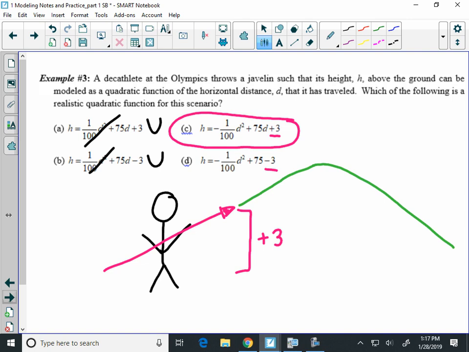But in general, I think most of the athletes throw the javelin from above ground. So we're going to say that C is our final answer.